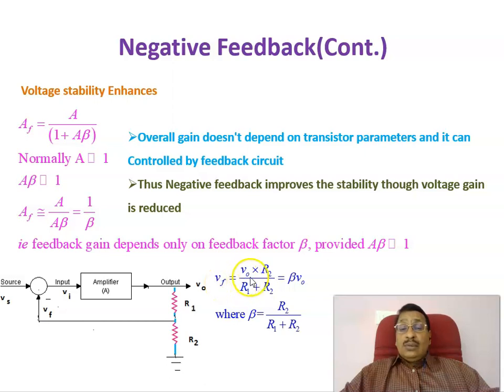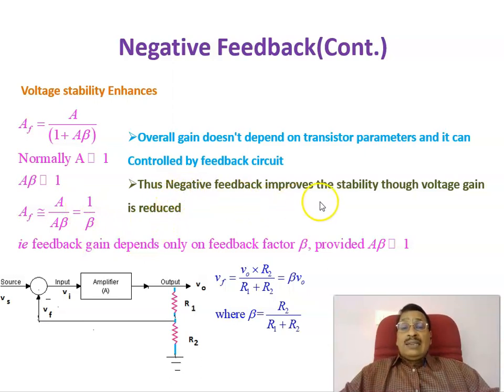Feedback voltage equals V0 into R2 divided by R1 plus R2, or beta times V0. The feedback factor equals R2 divided by R1 plus R2. Since R1 and R2 are constants, beta will be a constant. Therefore, the overall gain does not depend upon the transistor parameters, and it can be controlled by the feedback circuit. By controlling the feedback beta value, you can control the overall gain of the amplifier. Therefore, AF is approximately equal to 1 by beta.